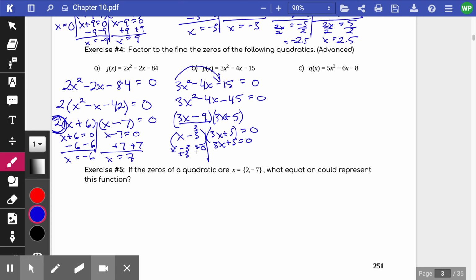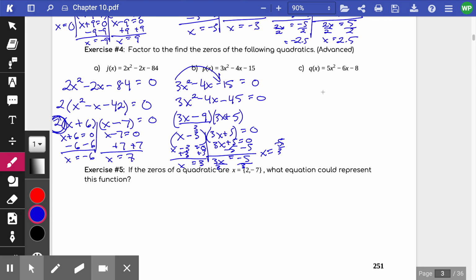So over here is one step. We're going to add 3, and we're going to get x is equal to 3. And over here is going to take 2 steps, because we're going to subtract 5 on both sides, get 3x equals negative 5, divide by 3, and we can just leave that as x equals negative 5 over 3. So our two zeros here are x equals 3 and x equals negative 5 over 3.